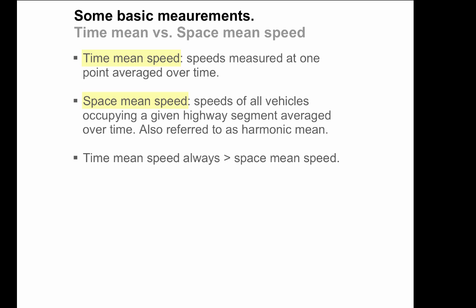Space mean speed is defined as the speeds of all vehicles occupying a given highway segment averaged over time. Also, we call this the harmonic mean. And as we'll see later, time mean speed is always greater than or equal to the space mean speed.